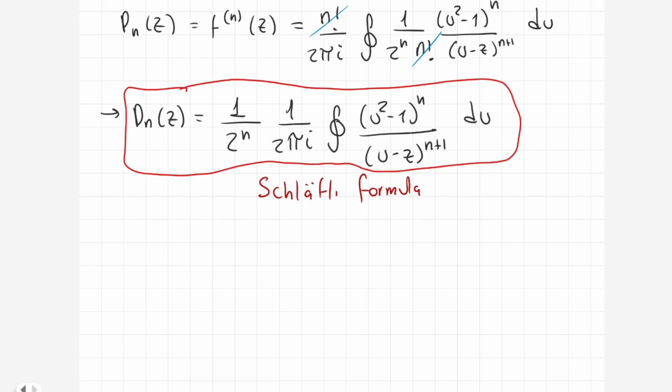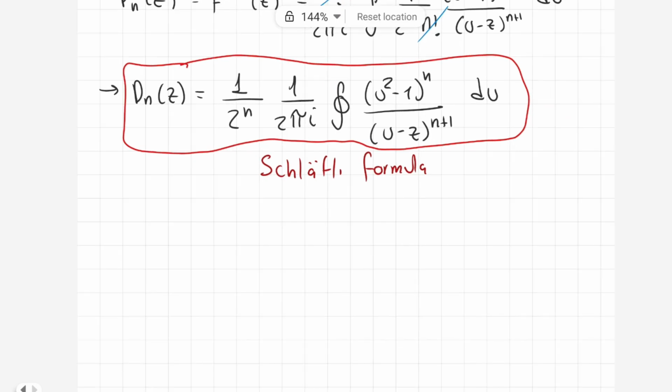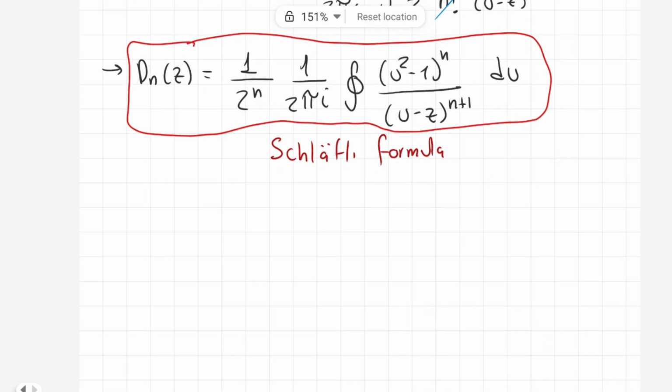Right, so this is already an important result, but it's not the elegant way that we want to find to express the Legendre polynomials in terms of an integral representation. So we still need to work a little bit more with this expression. So what are we going to do?